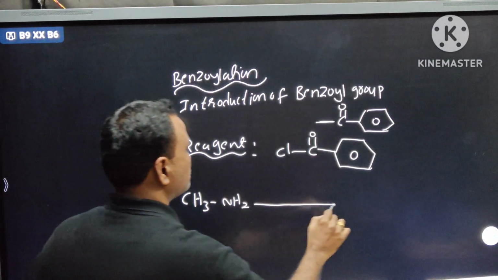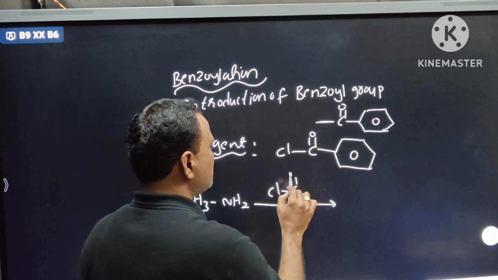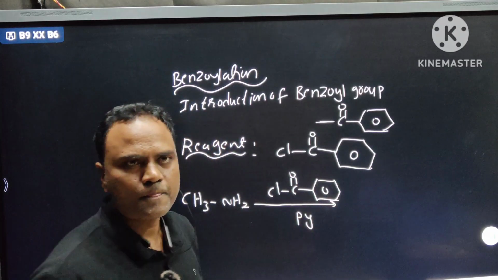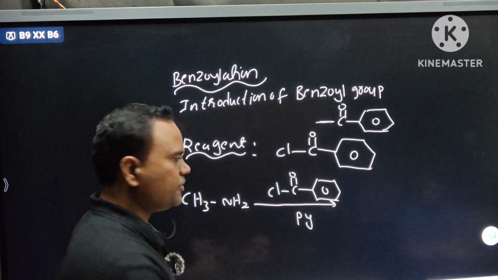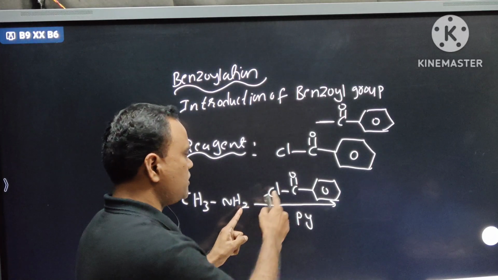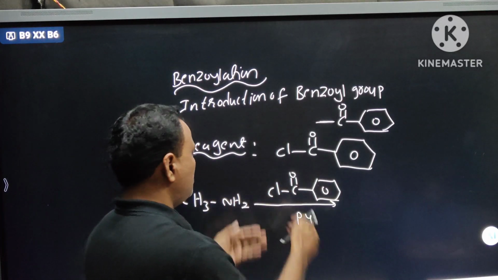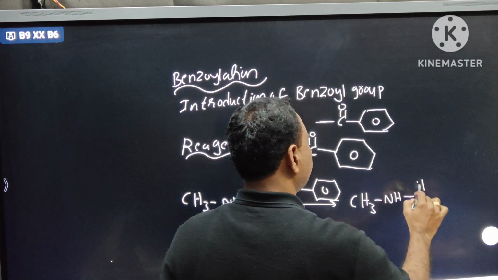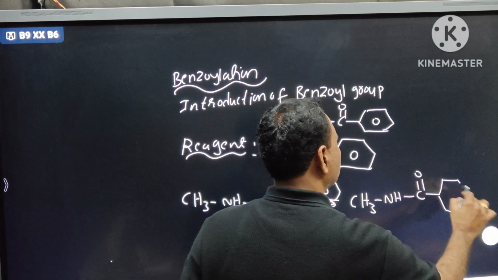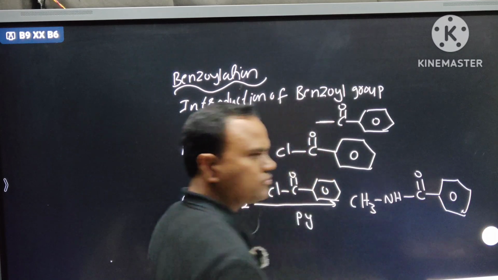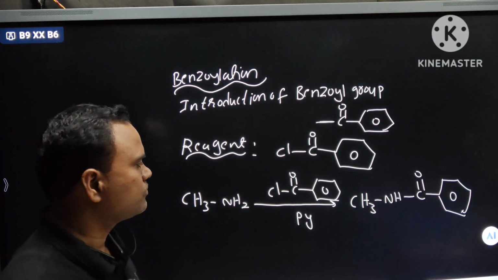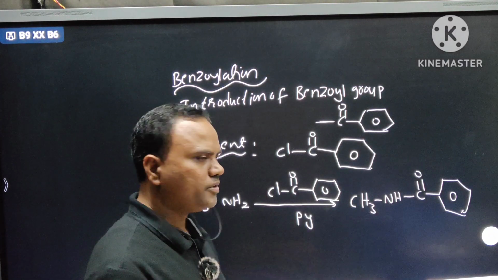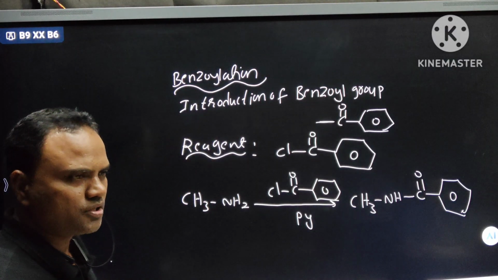CH3NH2. Same solvent, pyridine only. Hydrogen and Cl both are eliminated, and both will join together. In the presence of... this is the Schotten-Baumann reaction.